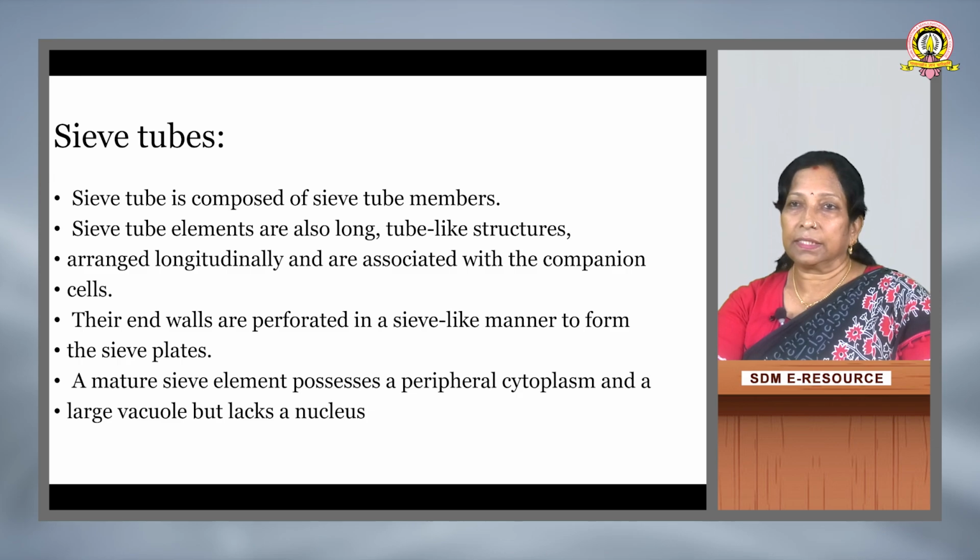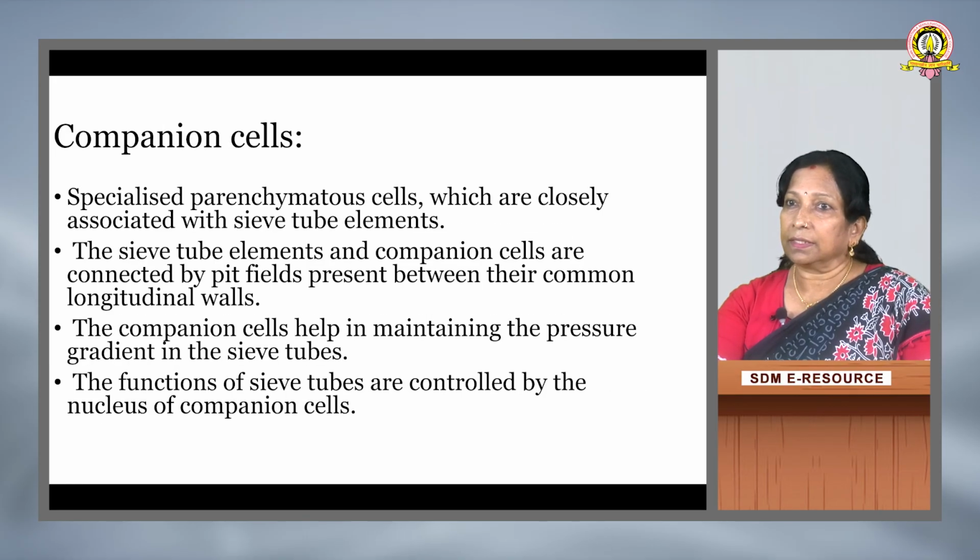Next one, companion cells. These are specialized parenchymatous cells which are closely associated with the sieve tube elements. The sieve tube elements and companion cells are connected by pit connections present between their common longitudinal walls. The companion cells help in maintaining the pressure gradient in the sieve tubes. The functions of sieve tubes are controlled by the nucleus of the companion cell.